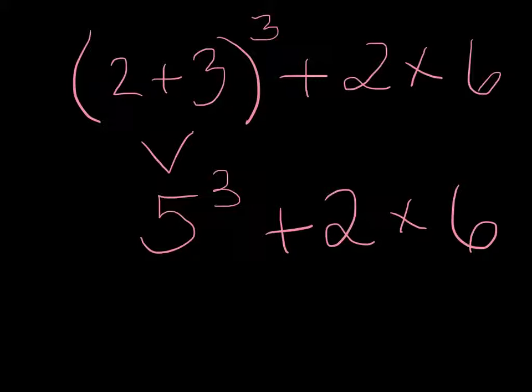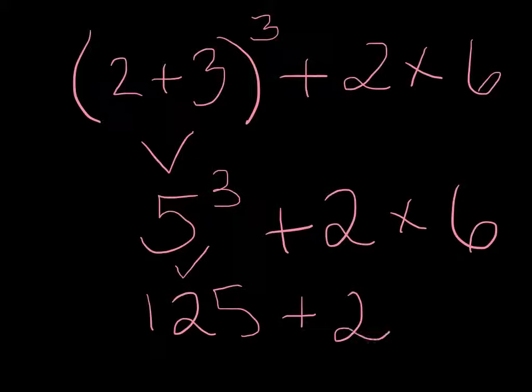Since there's no more grouping, let's look for any exponents, the E. Since there is an exponent, solve 5 to the third power. 5 times 5 times 5 equals 125. Remember, after we finish one step, we go ahead and rewrite what we have left over. So I still have the plus 2 times 6.